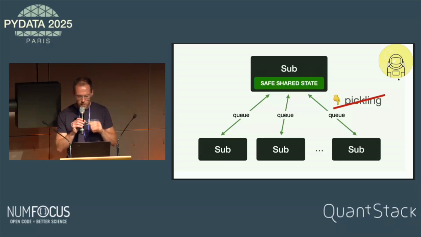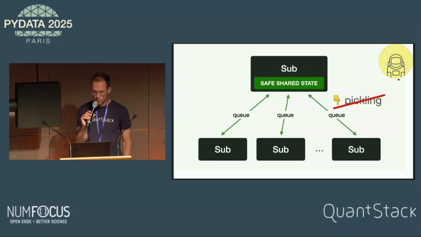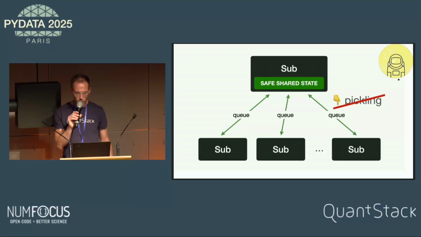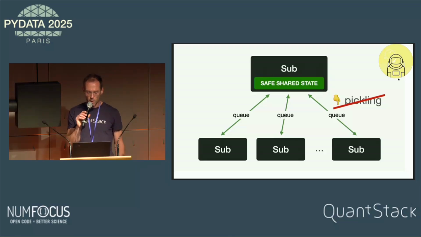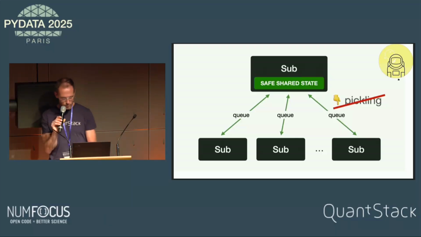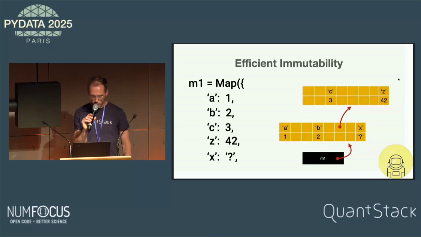These are some slides from his original presentation. This is the basic architecture. You have a main subinterpreter, dispatching work to some sub-interpreters, talking to them through queues, but it's not using pickling, it's using this HAMT algorithm with the shared library safely stored in the main subinterpreter. And that's basically how it works.